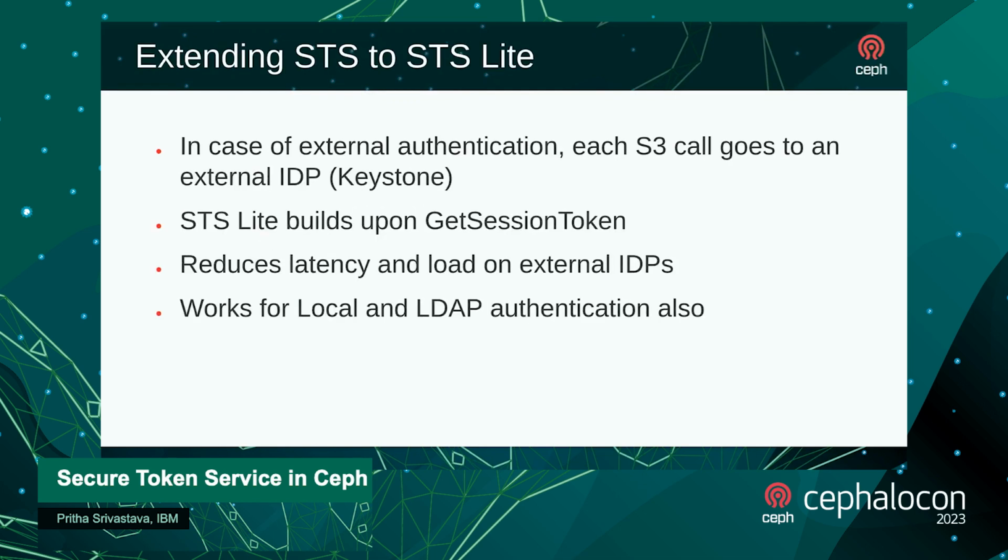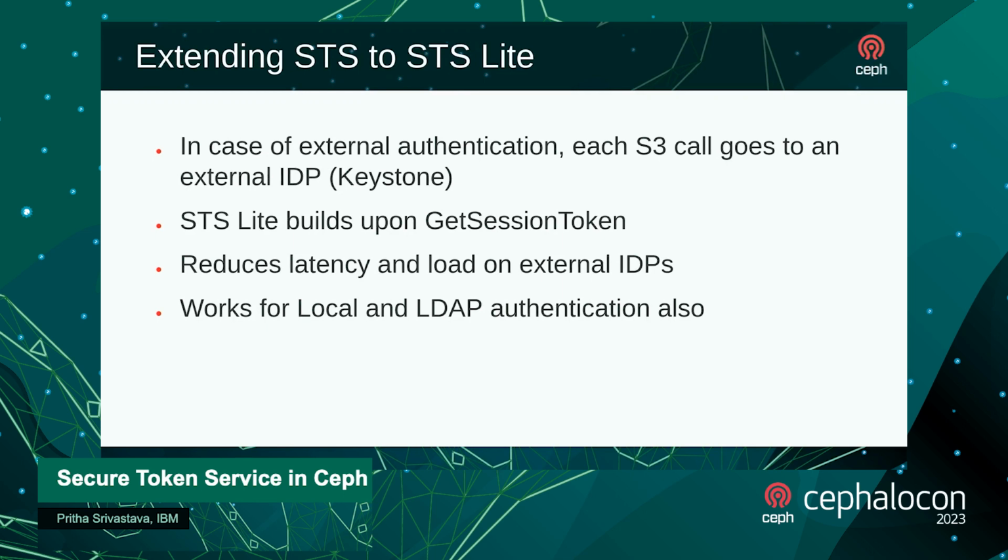So we've also extended STS to something known as STS Lite. This has been built upon an STS API known as Get Session Token and has been mainly done for external authentication like Keystone LDAP authentication. In case of Keystone authentication, every S3 call has to go to an external Keystone IDP. In order to reduce the latency and the load on the Keystone server, we make the get session token authenticate with the Keystone IDP, and then the user gets back temporary credentials.